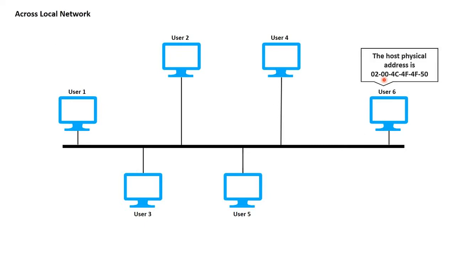Here, in this case, user 6 will reply that IP address 172.168.1.0 is mine, and here is my MAC address. It will send the MAC address to user 1. The source device adds the destination MAC address to its ARP table for future reference. By this, user 1 can send data to user 6.